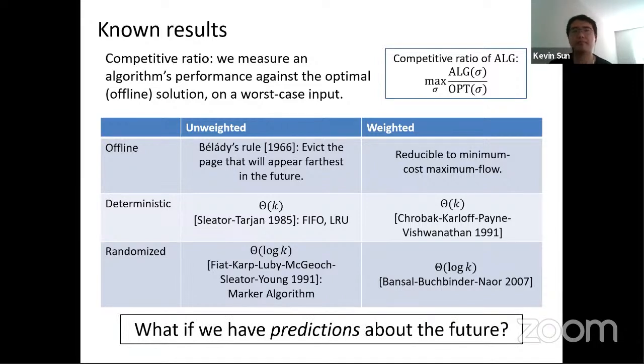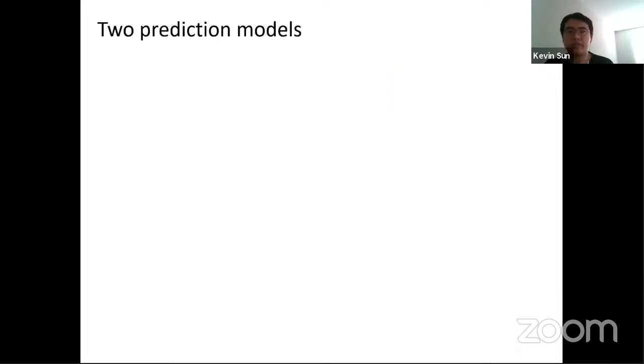This is in the recent line of work on algorithms with predictions. So how do we extend online algorithms with predictions? Can we prove better competitive ratios for them? Before we begin, we have to establish what it means to predict the future for our problem. There have been two prediction models studied already.